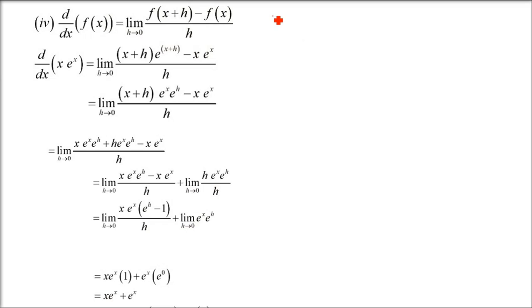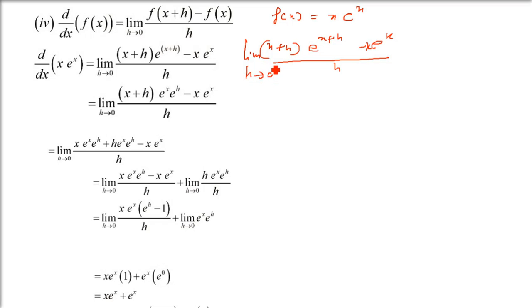Fourth one, x e raised to x is the f(x). So first principle, put x as x plus h: (x plus h) e raised to x plus h, minus x e raised to x, divided by h, and limit h tends to 0. This is the first principle I have applied. So the numerator you can write as (x plus h), and this can be changed to e to the x dot e to the h, since powers add up if the bases are the same, minus x e to the x.